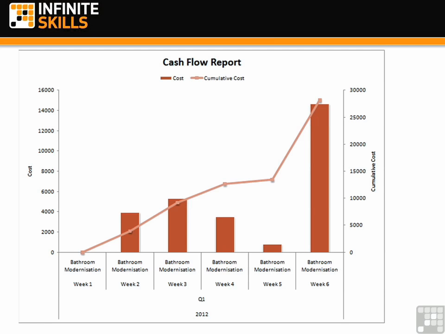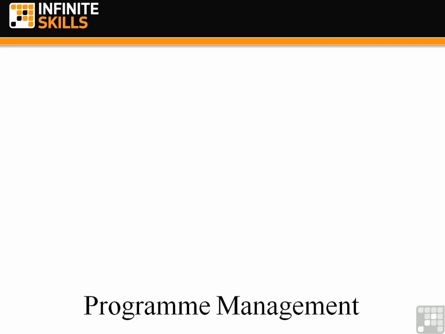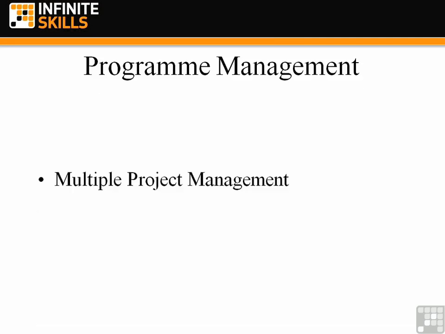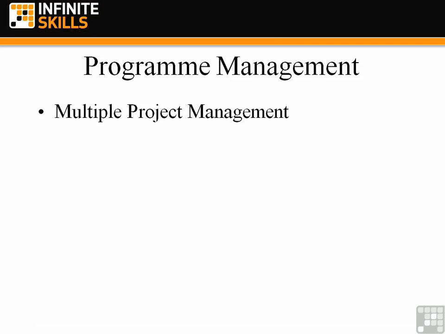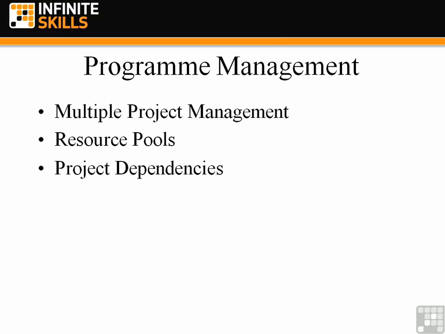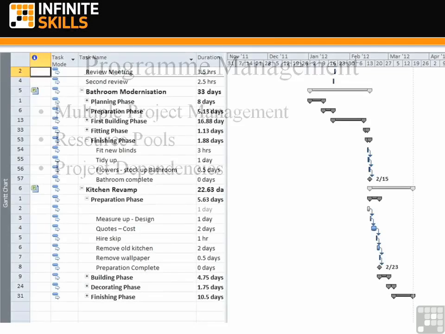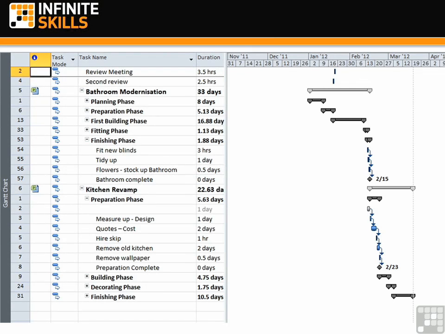If you are looking to control a number of projects at one time, we can use Microsoft Project to carry out program management. This will allow you to manage multiple projects at the same time, possibly take advantage of resource pools. Resource pools are a number of resources that are shared between different projects. We will be able to link projects together, so a project will be dependent on another project or another part of a project coming to completion, and a sample there of 2 projects being looked at from a program management point of view.